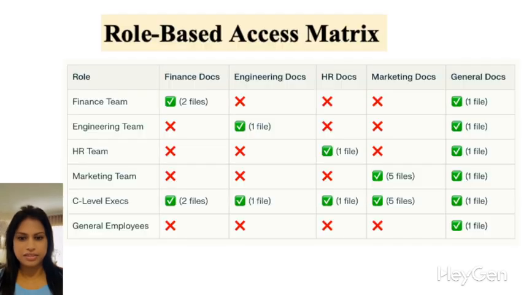Let's look at how access is managed. The role-based access matrix outlines which teams can access specific types of documents. For example, the finance team can view finance documents and general files, but not HR or engineering content. The marketing team can access its own files and general documents. C-level executives have full access to all departments. This matrix enforces strict boundaries, ensuring users only see information relevant to their role. It helps prevent data leaks and supports compliance.